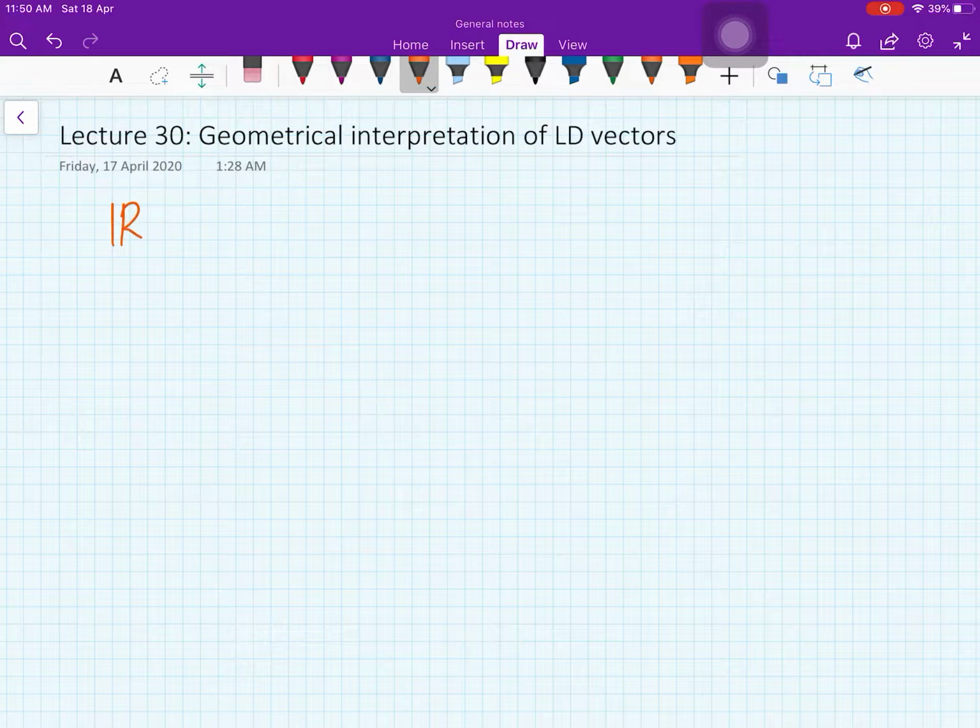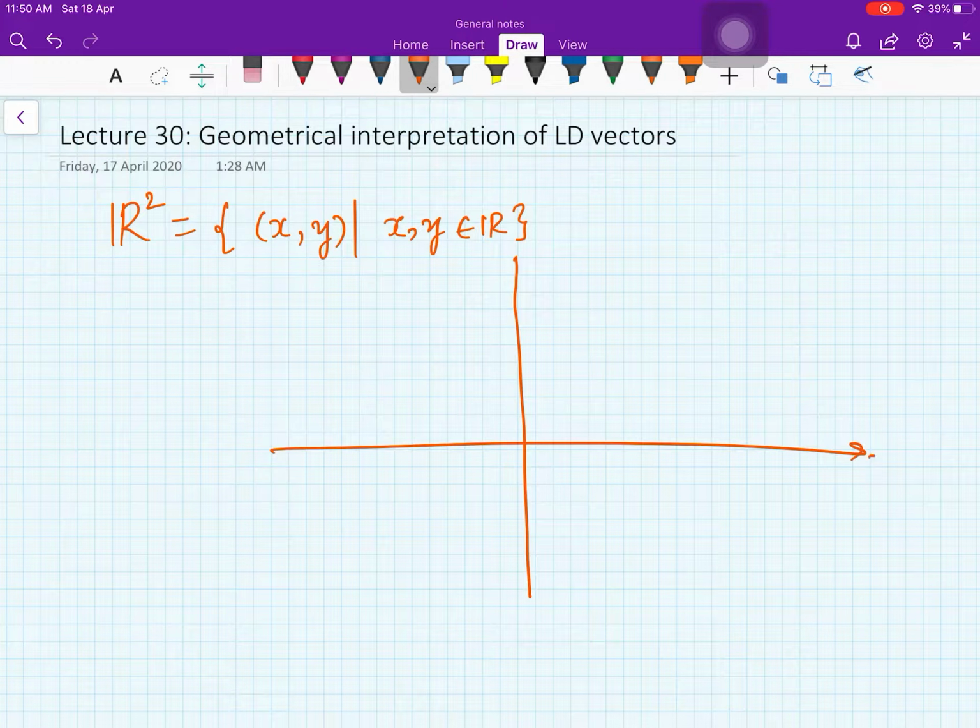Okay, so if I am in, say, the R2 plane, R2, if you talk about it as a vector space, is (x, y), where x and y are real numbers, and this is actually this plane. This is your x-axis and this is your y-axis.